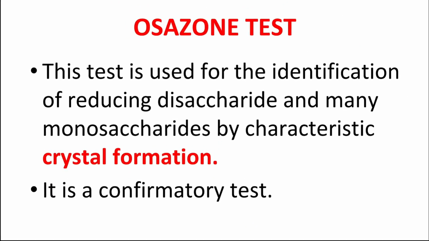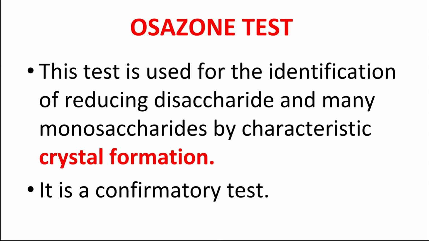Let's talk about the Osazone test. It's a test used for identification of reducing disaccharides as well as many monosaccharides by finding the characteristic crystal formation. We consider it a confirmatory test. What we require is Osazone mixture and glacial acetic acid.